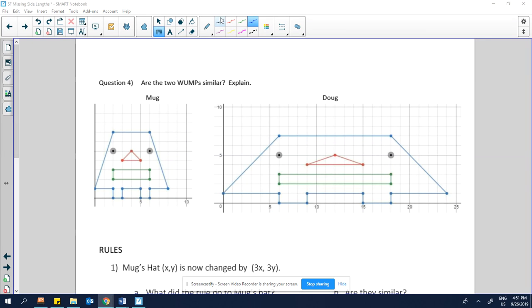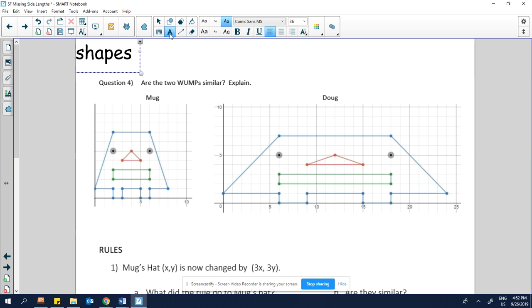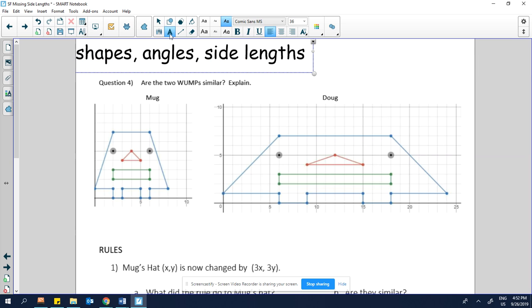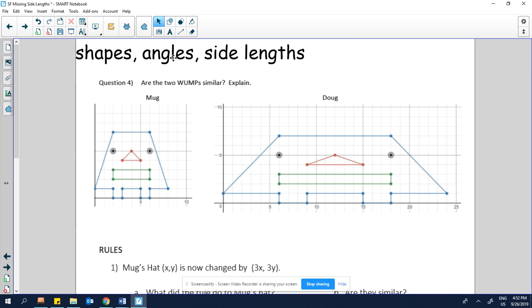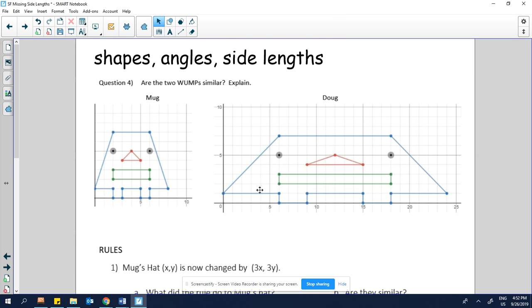This is the back side of your worksheet. Question 4 says, are the two WUMPs similar? And explain. All right, I'd like you to look at the shapes. Shapes, angles, and do the side lengths get multiplied by the same number, which is called a scale factor? If yes, then we can write a rule.